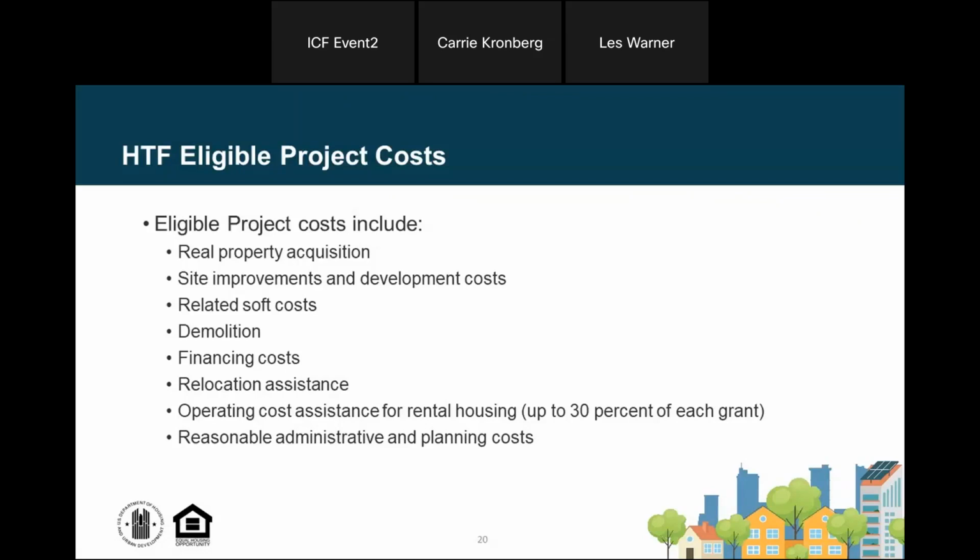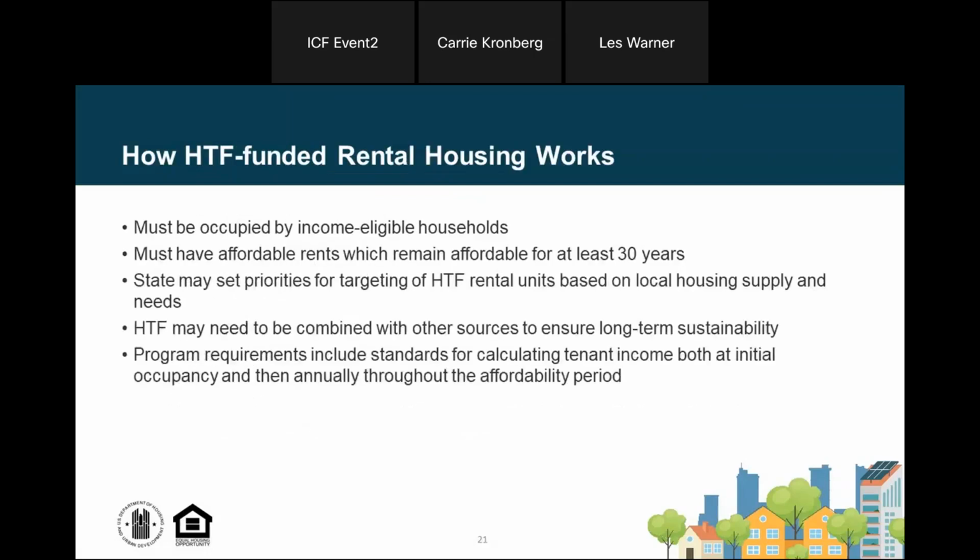And as we mentioned, operating assistance for rental housing. Each state would have the ability, if they chose as part of their allocation plan, to use up to 30% of their grant award in providing operating assistance. And then, as we mentioned, admin and planning costs that are deemed to be reasonable would also be eligible. And the way those funds are being provided for that project, as we mentioned, might come in the form of an equity investment, but also might be a loan or a grant for that project.